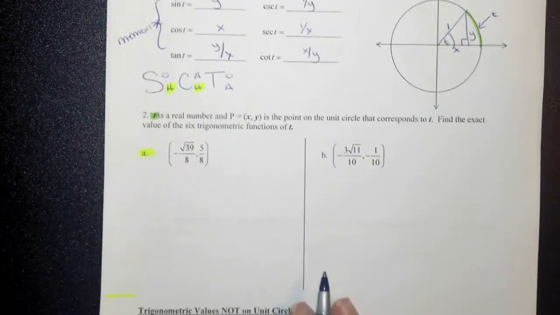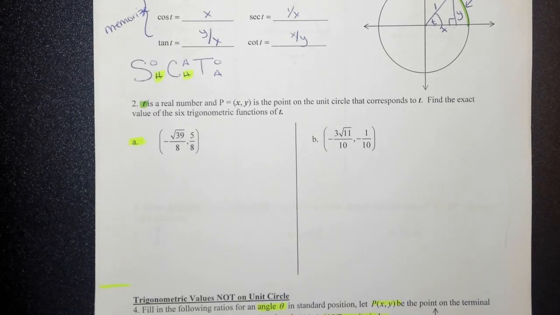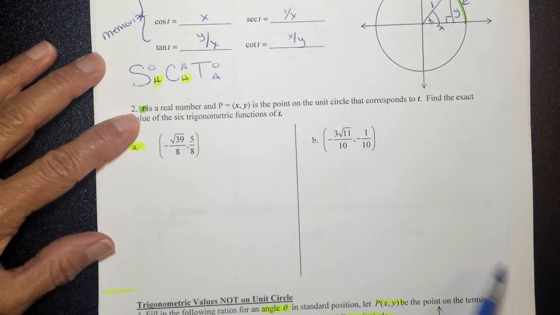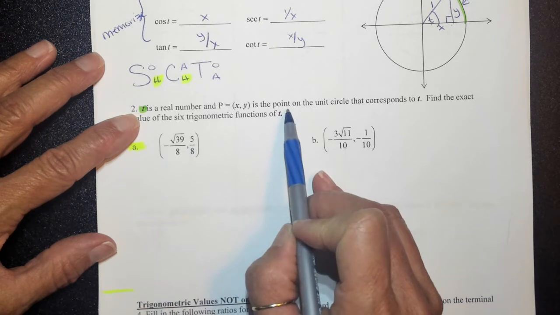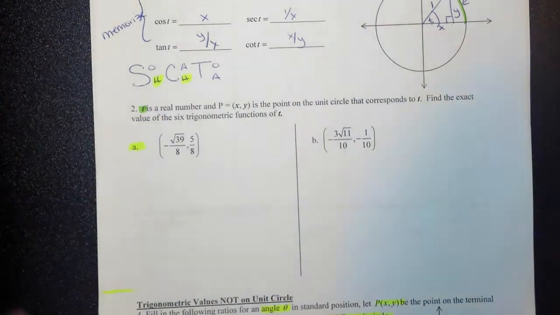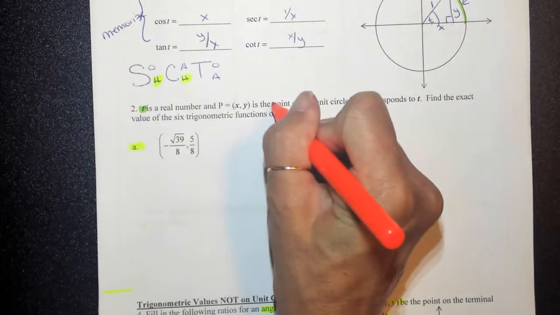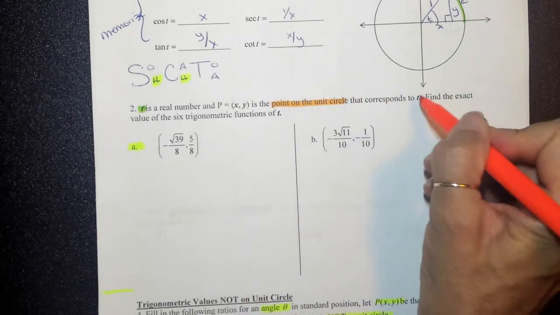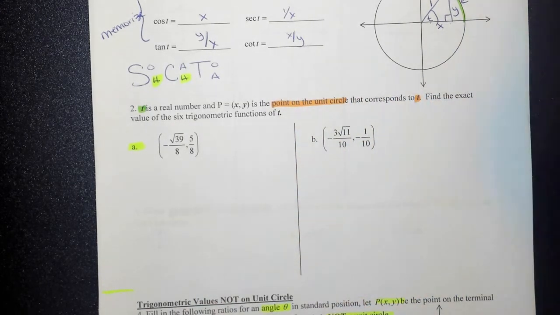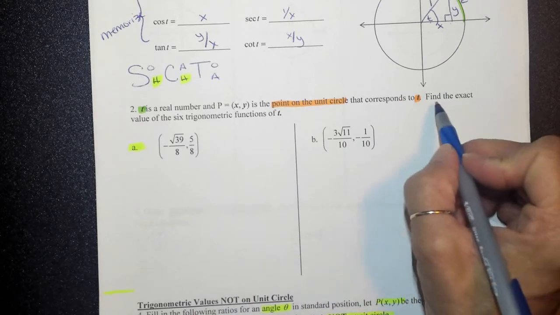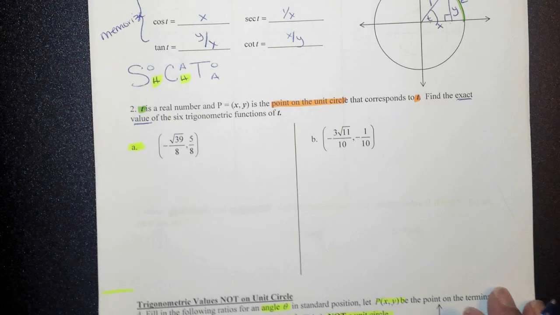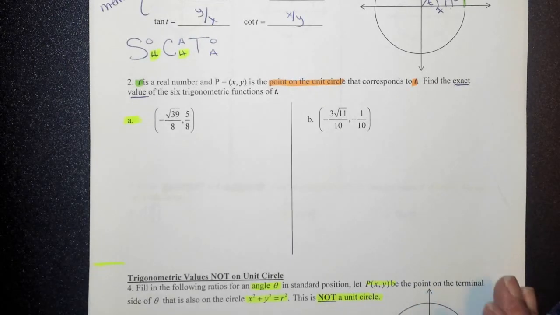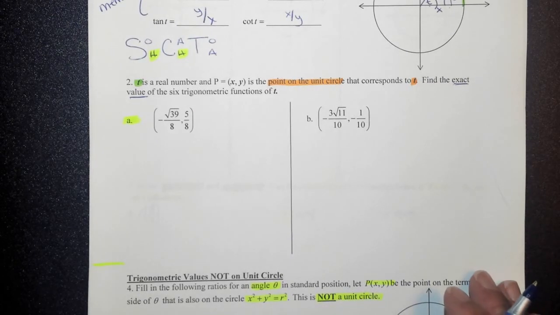So here's an example of values that are on the unit circle, but they're not obvious. So here it says that t is a real number, and we're given some point xy. So this is our p, this is our point xy on the unit circle. So this is pretty key that you need to make sure you're reading the directions. This is a point on the unit circle that corresponds to t. So if it's on the unit circle, that means your radius is 1, and we want to find the exact trig values, the exact values of the 6 trig functions. When your directions say exact, what this means is that you will not be using a calculator.